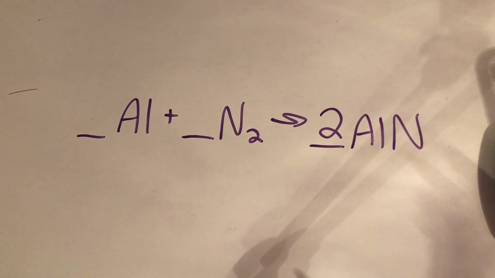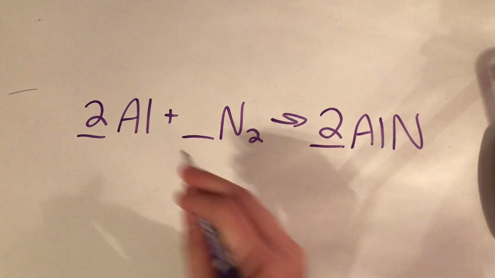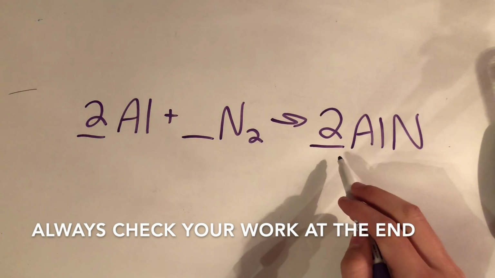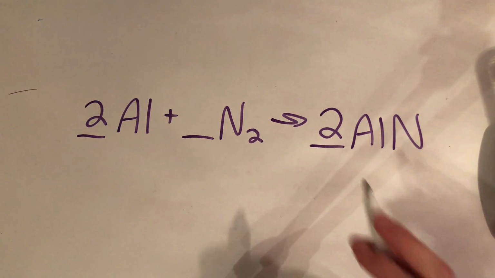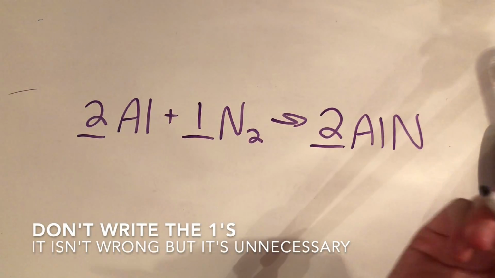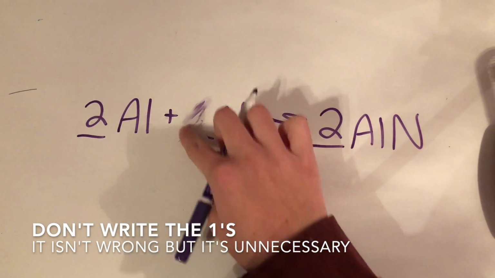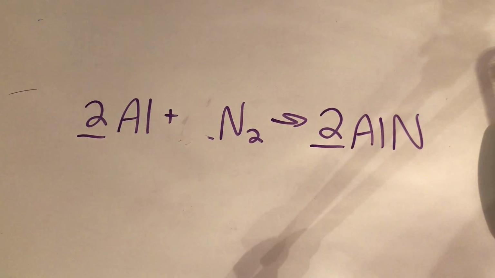Oh my god, put a 2 over there. Because now there's 2 aluminums and 2 aluminums, 2 nitrogens and 2 nitrogens here. And then this is a 1, but you don't write that because if you want to be a cool chemist rather than a nerdy chemist, there you go.